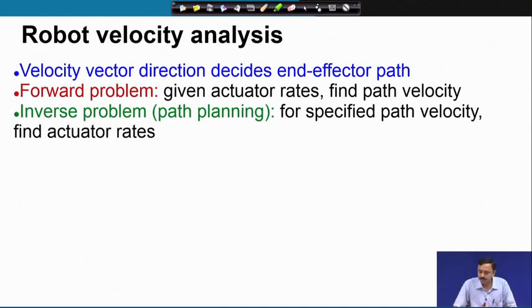The inverse problem, we are given the path velocity, which means we are given the tangent velocities at every point on the path. We have to find out the actuator rates which can realize that velocity, and hence it can also realize that path. So, this is also a path planning problem. So, this is intimately connected with the path planning problem.